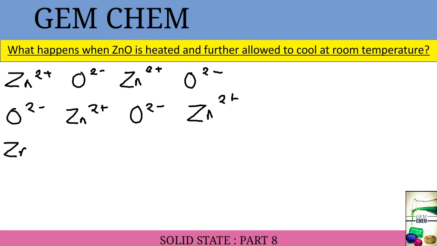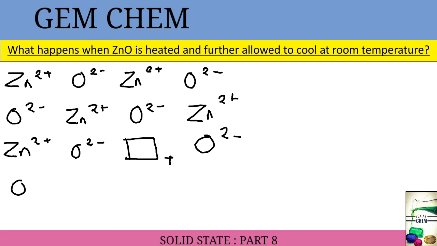Now Zn2+, O2-. Here we keep a blank. Why do we keep a blank? Let me tell you after drawing. O2-, then Zn2+, then O2-, then Zn2+.